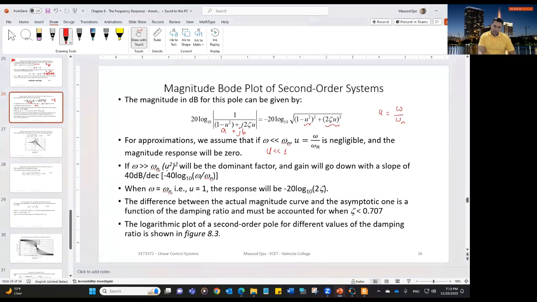The next approximation is if omega is quite larger than omega n.